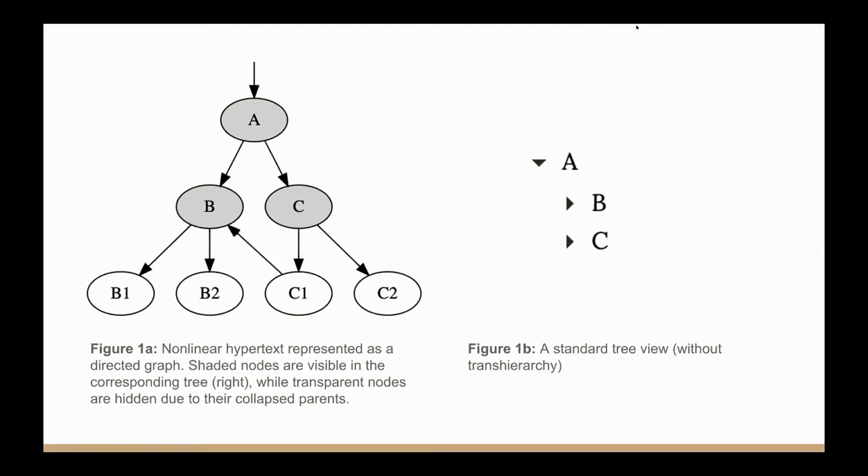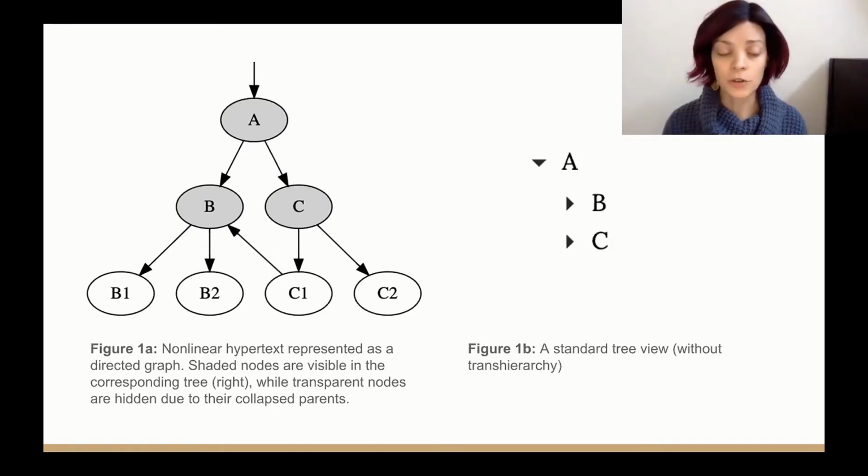So on the left, you'll see a representation of a graph. It's been organized to look like a tree, but you'll notice there's an incoming edge from C1 to B, in addition to the top-down A to B. So this is a nonlinear graph that can't be represented by a strict hierarchy. On the right, you'll see a standard tree view of the first three nodes. So the way that transhierarchy works is that it starts at a given node in a graph. Again, we're assuming directional edges between nodes.